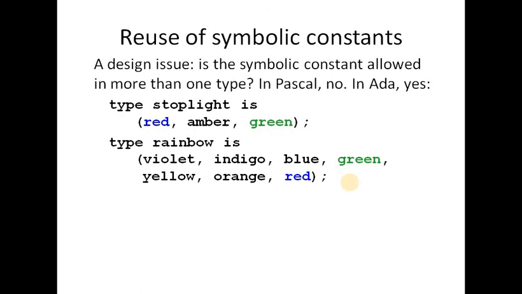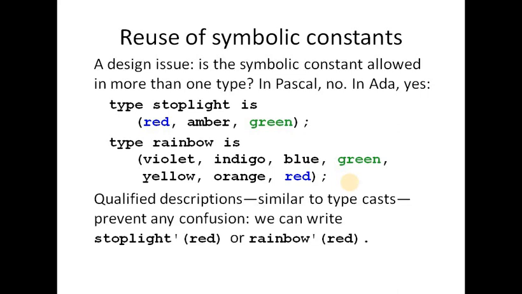Overloading of symbolic constants is a design issue: whether a symbolic constant is allowed in more than one type. In Pascal, no; in Ada, yes. The type stoplight is red, amber and green, and we can write type rainbow is violet, indigo, blue, green, yellow, orange and red. So this is the overloading of symbolic constants. A qualified expression, similar to typecasting, prevents any confusion: we can write stoplight'(red) and rainbow'(red).